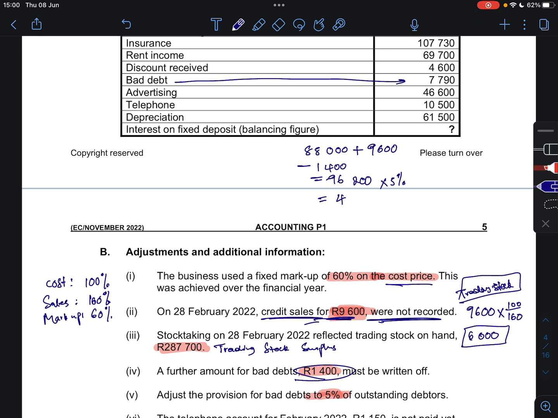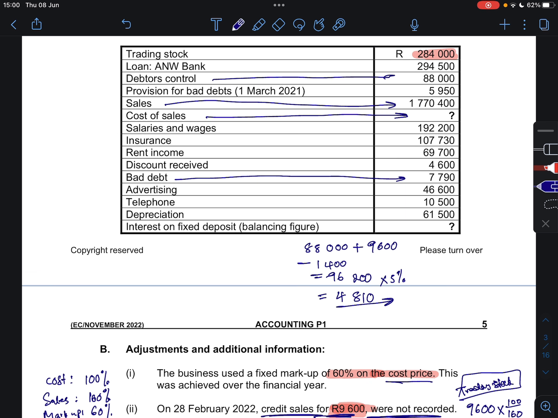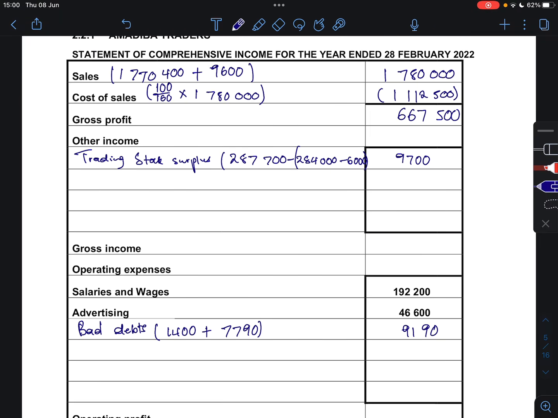That's 4,810. All right, but our provision for bad debts in the previous year was 5,950, so it has decreased. That means it's an income of 5,950 minus 4,810, and we get an income of 1,140.